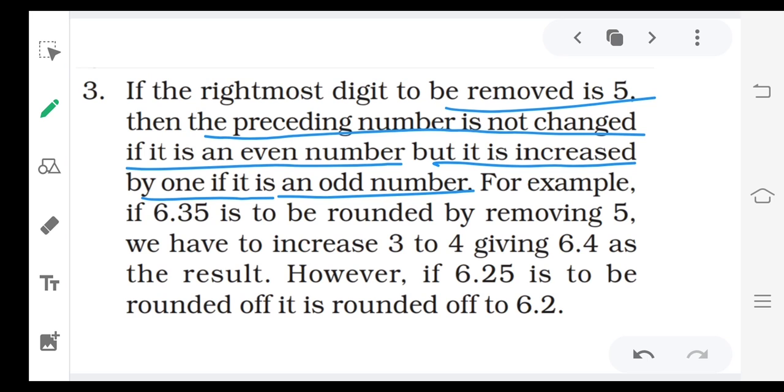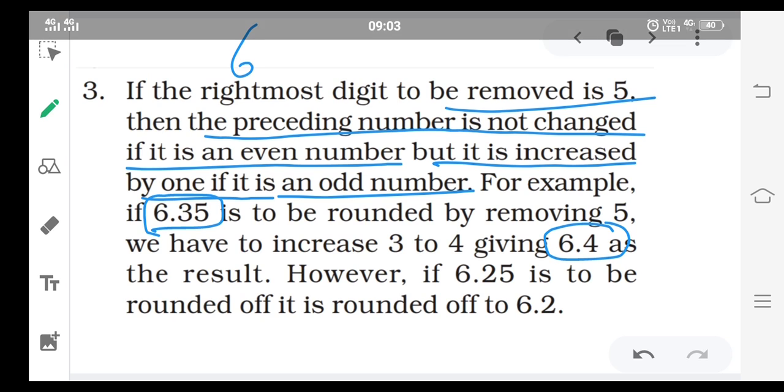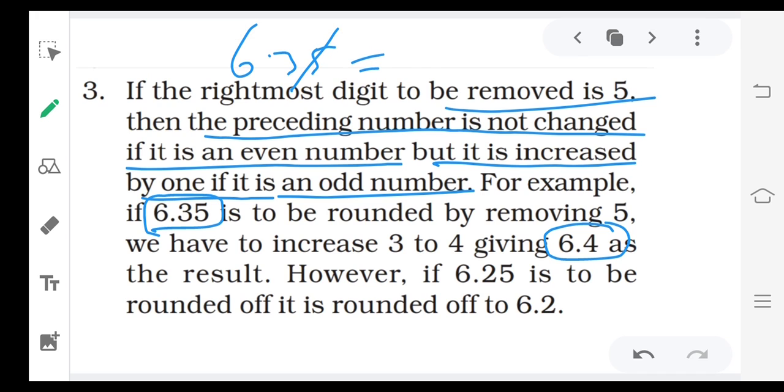So now you see this example. Suppose 6.35 is our result. I have to remove 5 here. If I want to remove 5, you check the preceding number. The preceding number is 3. That 3 is an odd number. When it is an odd number, you have to increase by 1 unit. So our result will be 6.4. So 6.35, I am removing 5, but the preceding number is 3. So when it is an odd number, I have to increase it by 1 unit.